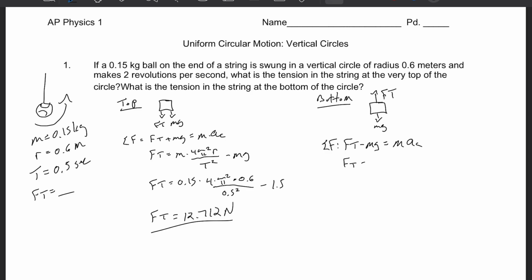We're going to rearrange so that we solve it for the tension. We're going to add mg to the other side and change acceleration into terms of the variables that we have. Acceleration is 4 pi squared r over T squared. Plug in the variables just like we did before. Mass at 0.15, radius at 0.6, period at 0.5, don't forget it's squared, plus mg at 1.5. The calculation's very similar to the one before, but instead of subtracting mg, we're adding mg. And I got 15.712 newtons.